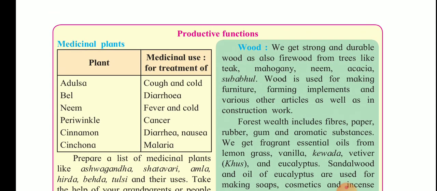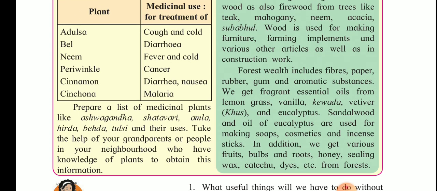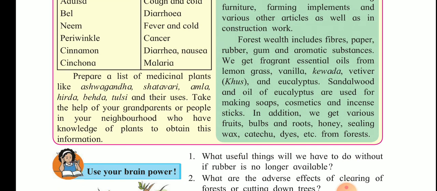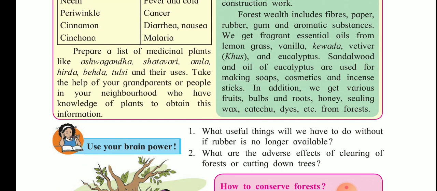Now wood, we get strong and durable wood as also firewood from trees like teak, mahogany, neem, acacia, subabul. Wood is used for making furniture, farming implements and various other articles as well as in the construction work. Forest wealth includes fibers, paper, rubber, gum and aromatic substances. We get fragrant essential oils from lemongrass, vanilla, kevda, then vetiver, that is khas, and eucalyptus. Sandalwood and oil of eucalyptus are used for making soaps, cosmetics, and incense sticks, that is agarbatti. In addition, we get various fruits, bulbs, and roots, honey, sealing wax, catechu, dyes, etc.